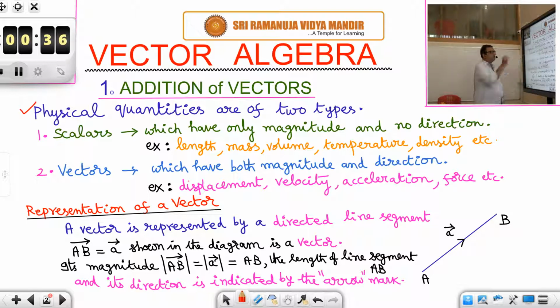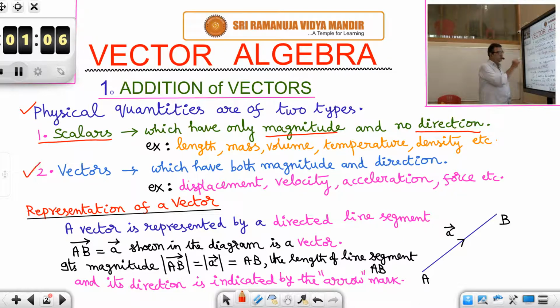See, physical quantities are of two types, scalars and vectors. Scalars are those physical quantities which have only magnitude and no direction at all. For example, length, mass, volume, temperature, density, etc. are called scalars because they have only magnitude and no direction.